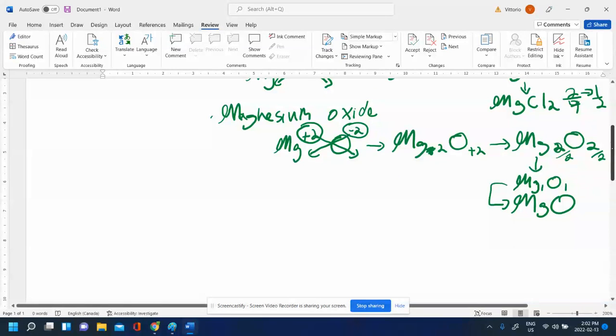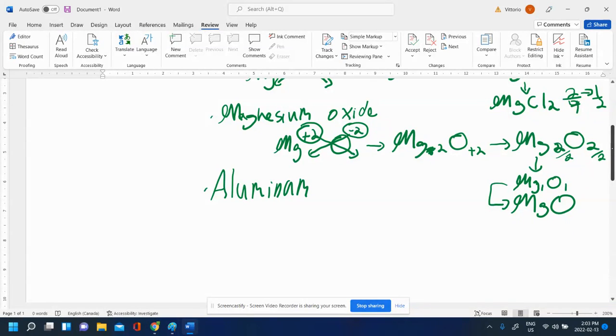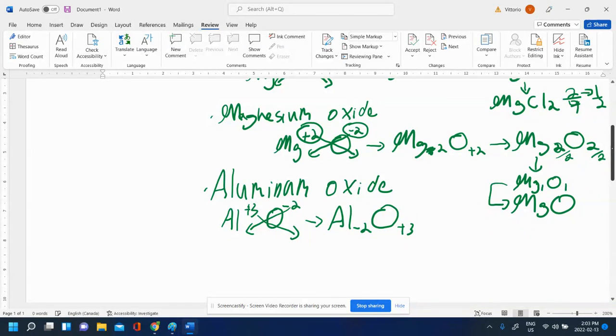Let's try another example here. So we'll do aluminum oxide. You can always pause the video and try it yourself. So aluminum is in group 13, has a charge of +3. Oxygen is in group 16, has a charge of -2. Crisscross these, and you get Al -2 O +3. Remove these signs, Al2O3. Notice you can't reduce anymore. 2 and 3 are as simple as they can get.